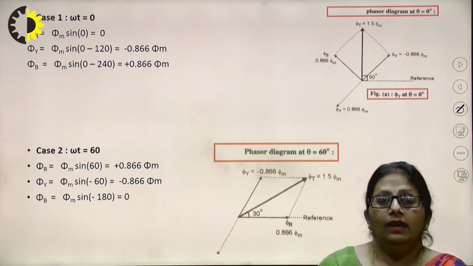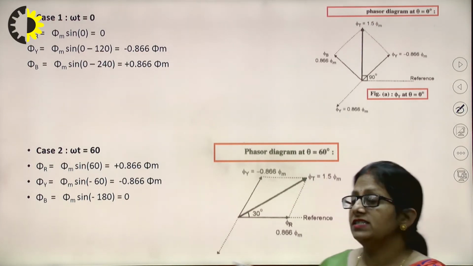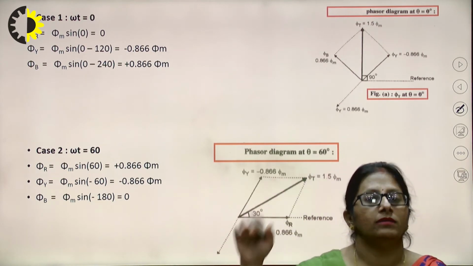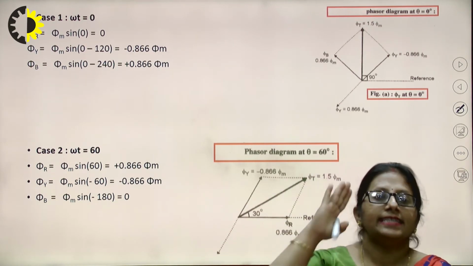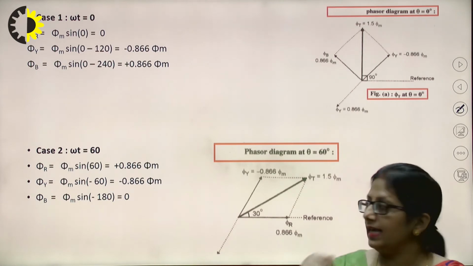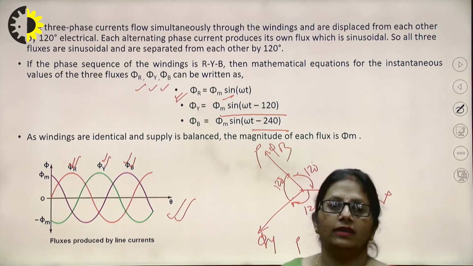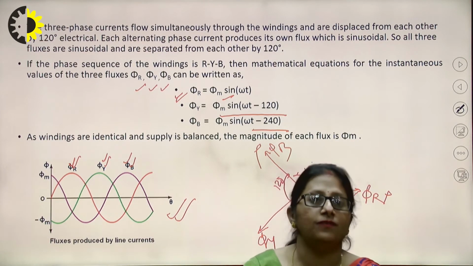Now, what we are saying is, if we give this three-phase AC supply to the stator, right, there will be a production of a rotating magnetic field. That means at every instant, at every value of omega t, I'll be having a resultant flux, right?